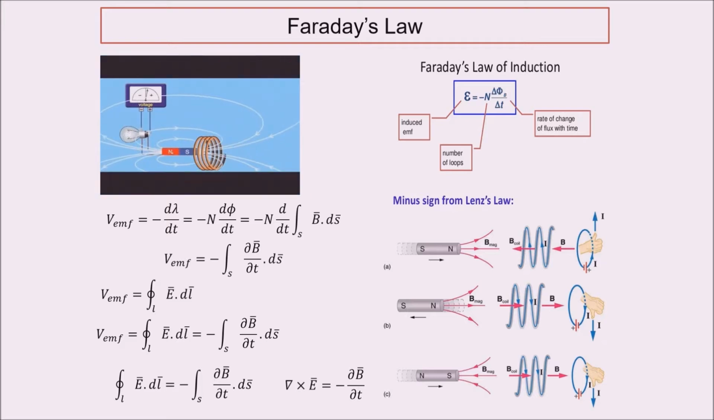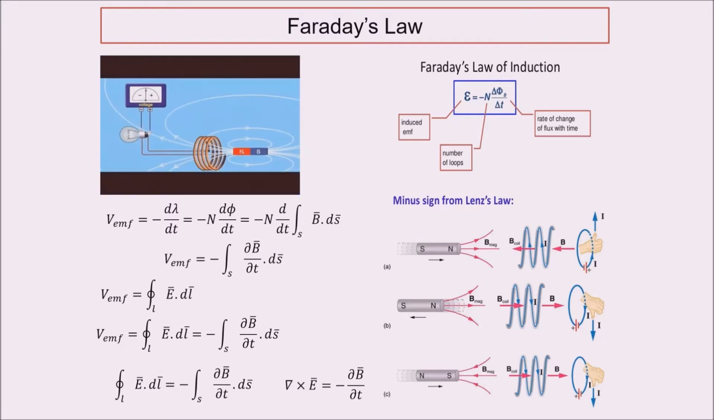It says that VEMF is equal to negative d lambda over dt, where VEMF is the electromotive force and lambda is the flux linkage, and d lambda over dt is the rate of flux linkage. Lambda can be written as n times phi, where n is the number of turns of the coil and phi is the flux, and phi can be written as flux density times the surface area, or the surface integration of B dot ds.